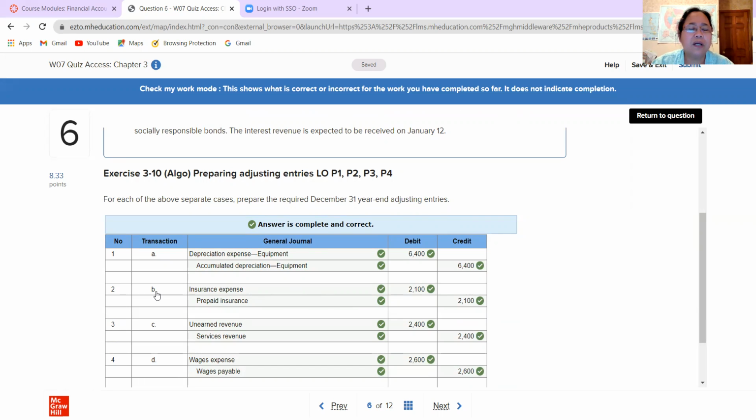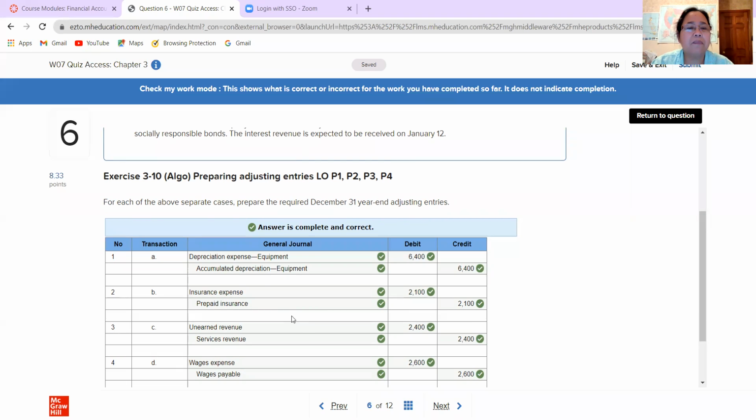So in my general journal, I entered transaction B, and I entered insurance expense, and I entered 2,100 in the debit side. And then I chose the prepaid insurance, and I entered 2,100 in the credit side. So I debited them and then I credited it.